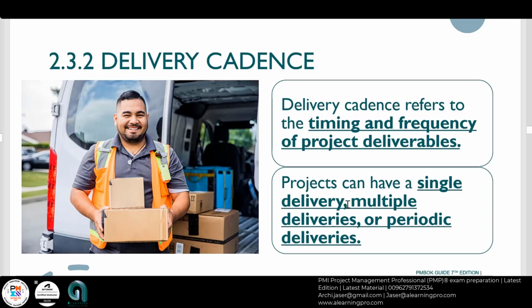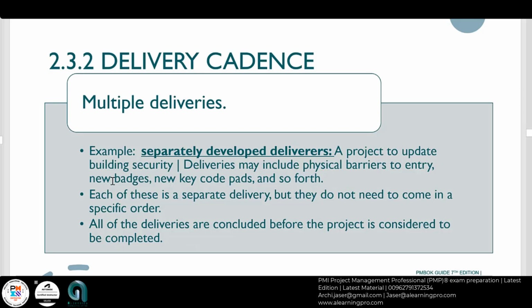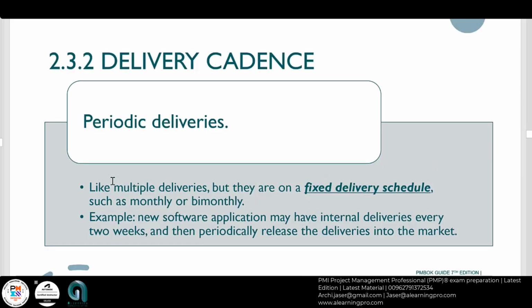Projects can have a single delivery or multiple deliveries or periodic deliveries. Either you just submit the whole thing once, despite the fact that you have phases, which is the predictive environment. Multiple deliverables are about increments and iterations. Periodic deliverables might be of a hybrid system. Here you have examples. When you go through those slides, you have examples of each one.